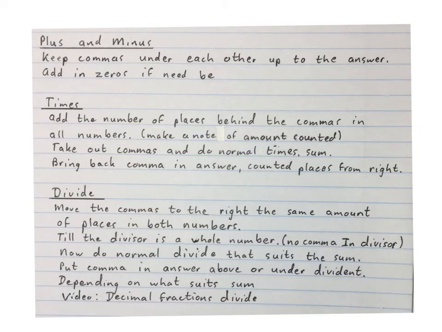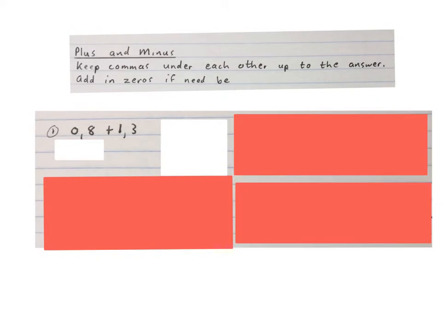If you divide with decimal fractions, you move the commas to the right, the same amount of places in both numbers, till the divisor is a whole number, in other words, no comma in the divisor. Now do a normal divide that suits the sum. Put the comma in the answer above or under the dividend, depending on what suits the sum. Then there's a video you can watch on decimal fractions divide. In this video, we're going to use a lot of examples, but using small numbers. If you understand the small numbers, you can apply it on big numbers too.